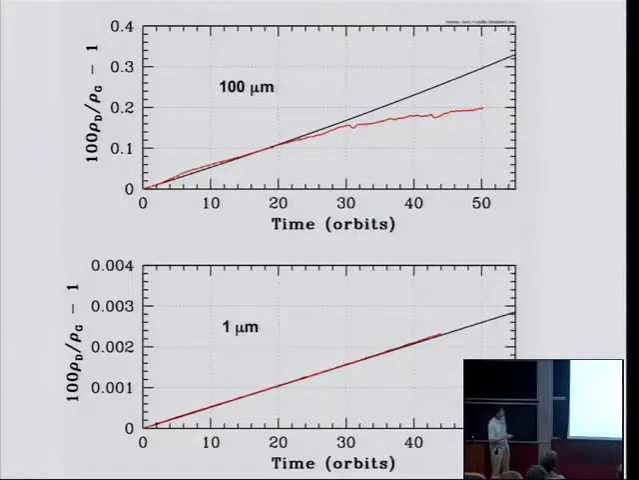In the 100 micron case, remember that settling time scale was not too different from 100 orbits, even down to 1 scale height. And so in that case, after 50 orbits, it looks like we're plateauing, and probably going to reach some kind of an equilibrium between the stirring and the settling.